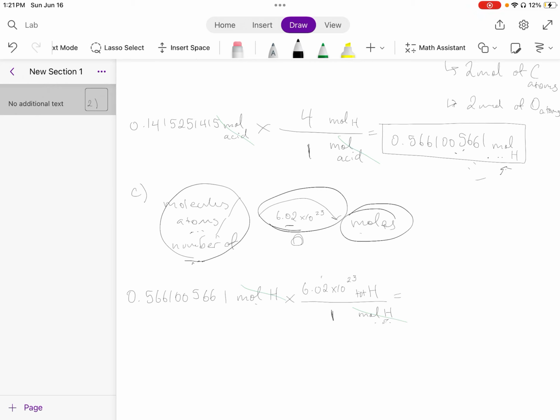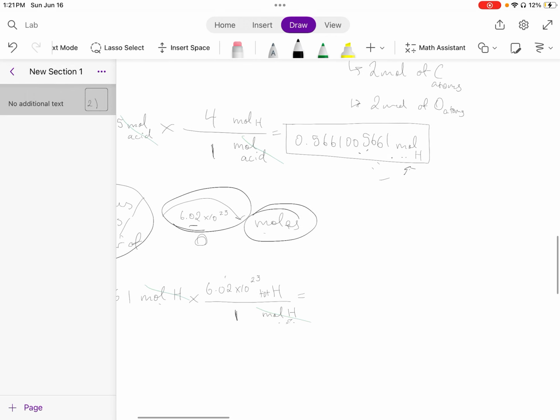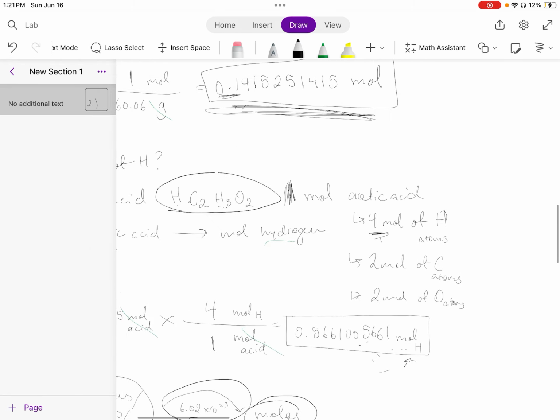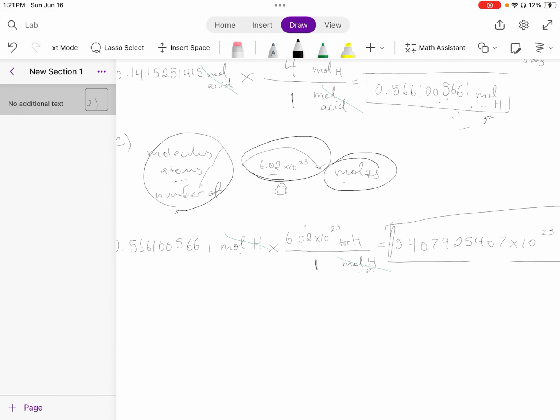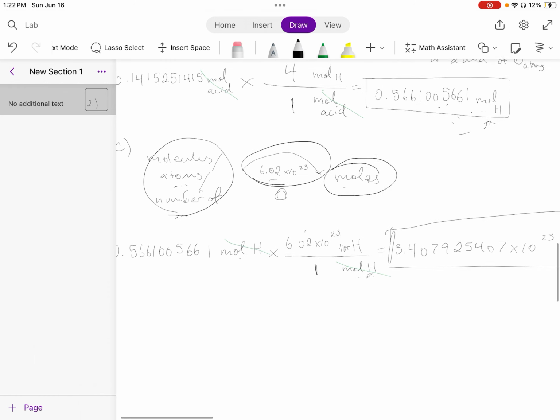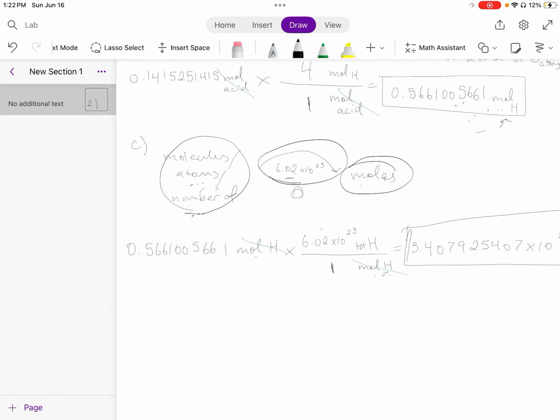So, that many moles times 6.02 times 10 to the 23. So we should have a lot of hydrogens, which makes sense, because we do. 5 times 10 to the 23 total hydrogens. Oh yeah, I don't know if your questions want you to round properly. I have not been rounding, but if you need help with rounding, then you can let me know. Okay, yeah, that's how you do that one.